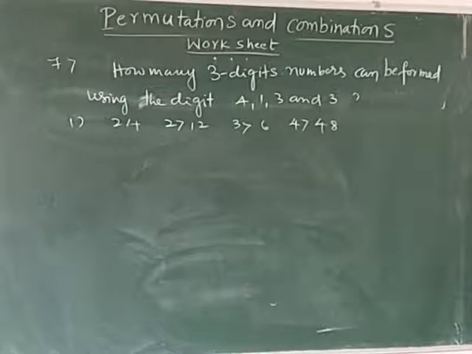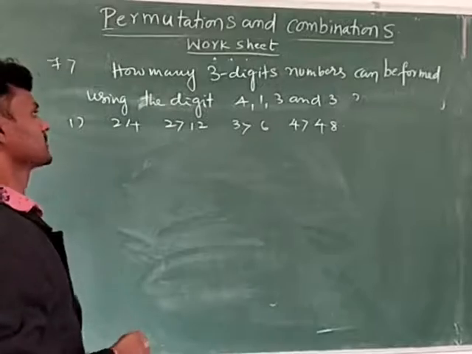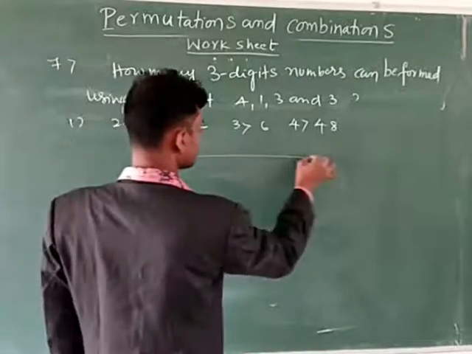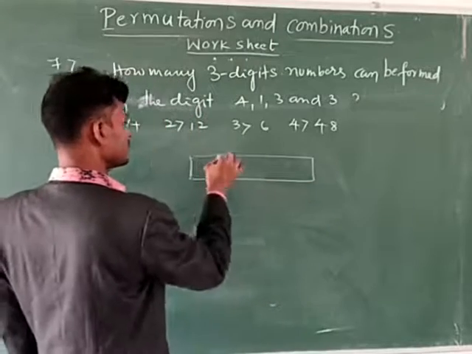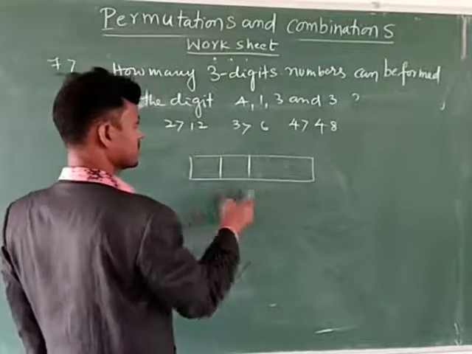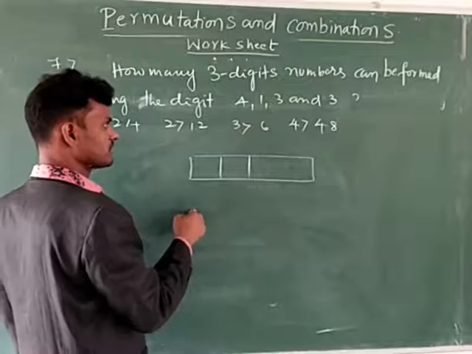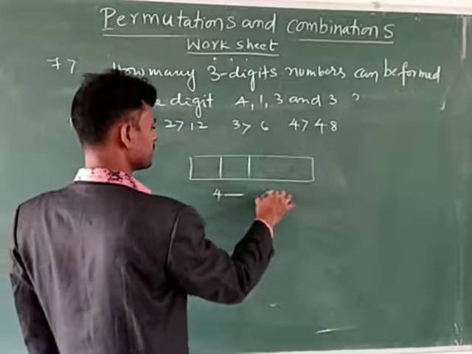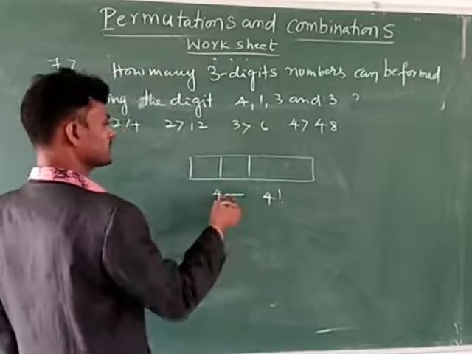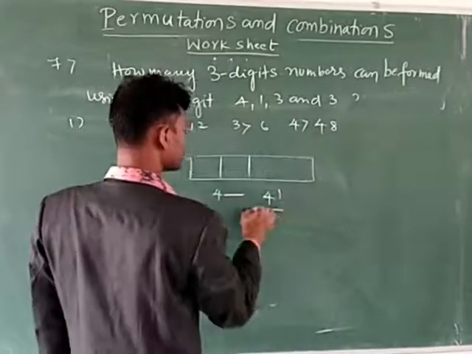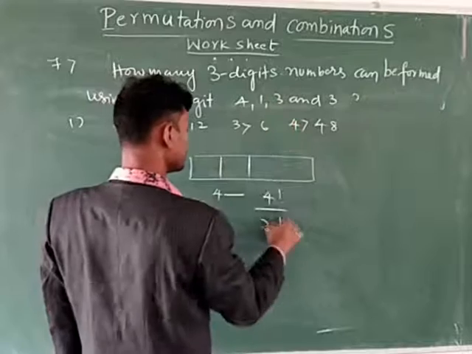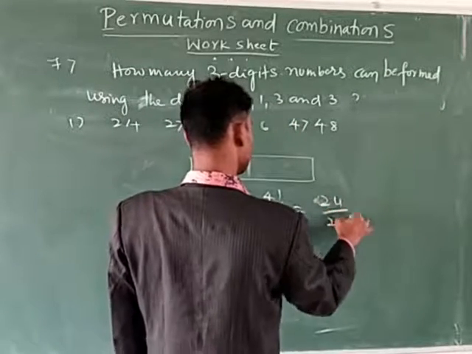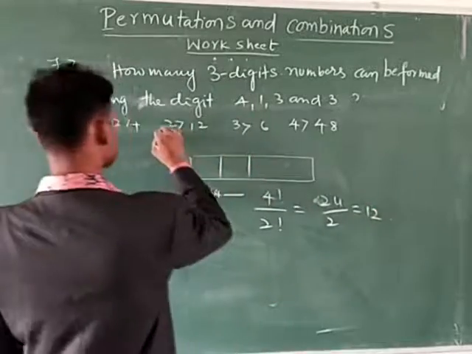Next one is how many 3 digit numbers can be found using the digits 4, 1, 3 and 3. Here 4 digits are given, but we have to make a 3 digit number. Total how many digits are given? 4 digits, so 4 factorial. Then how many repetitions are given? The repetition number is 2, so 2 factorial. Then 4 factorial is 24, divided by 2 is equal to 12. That is the answer.